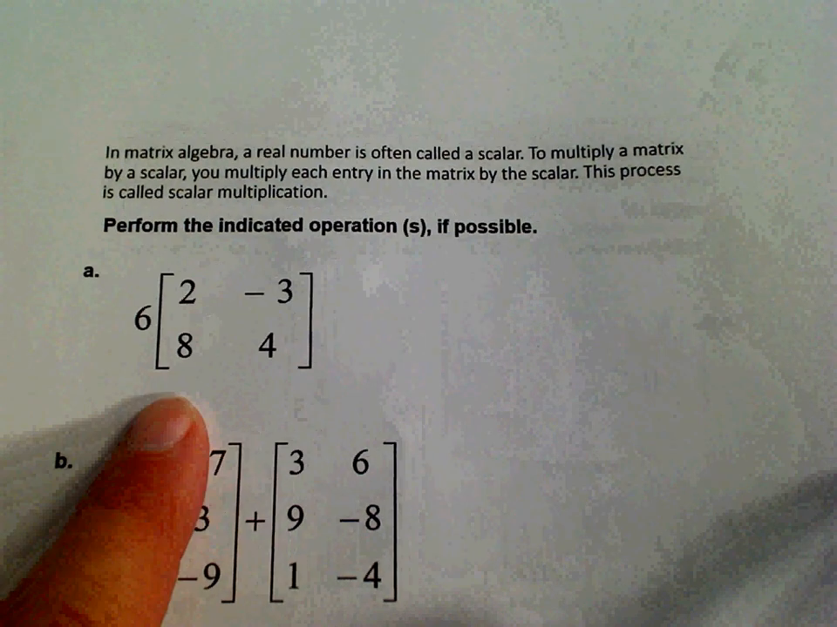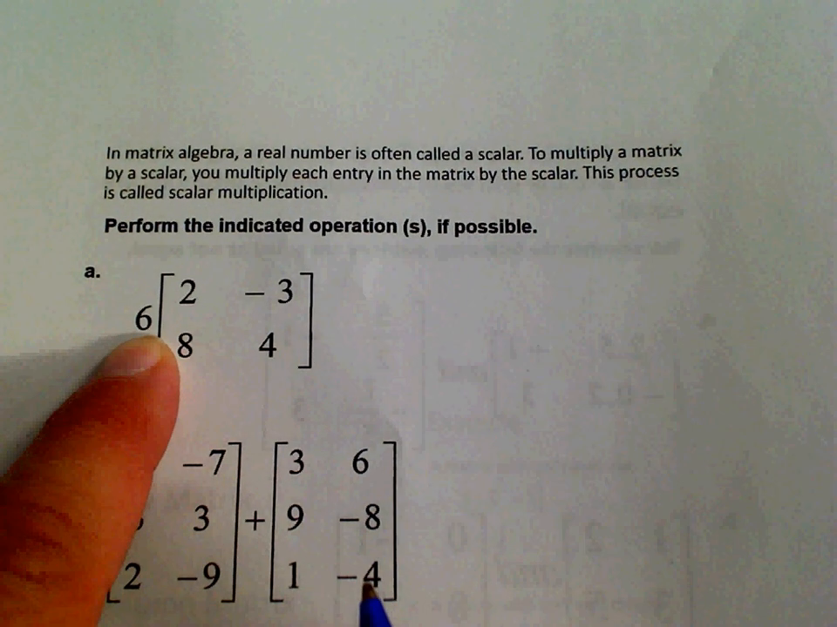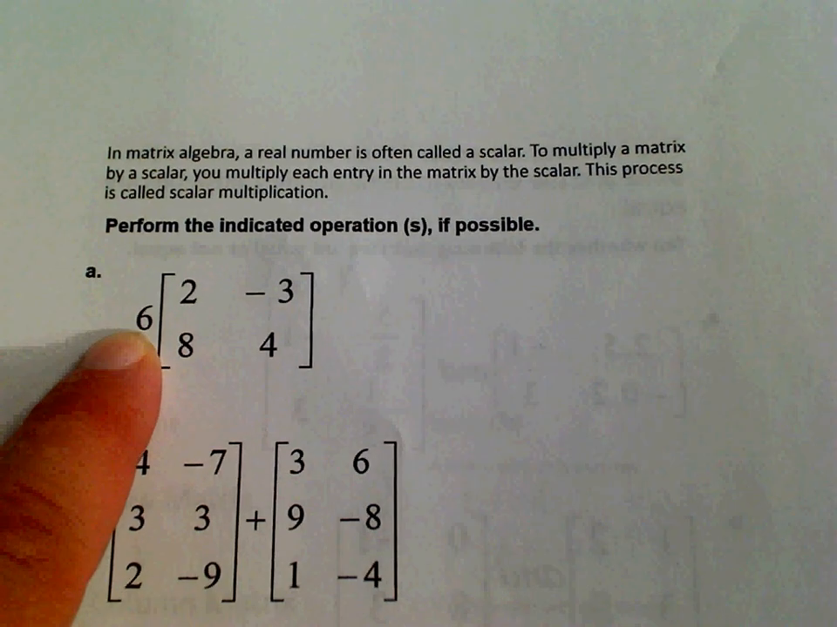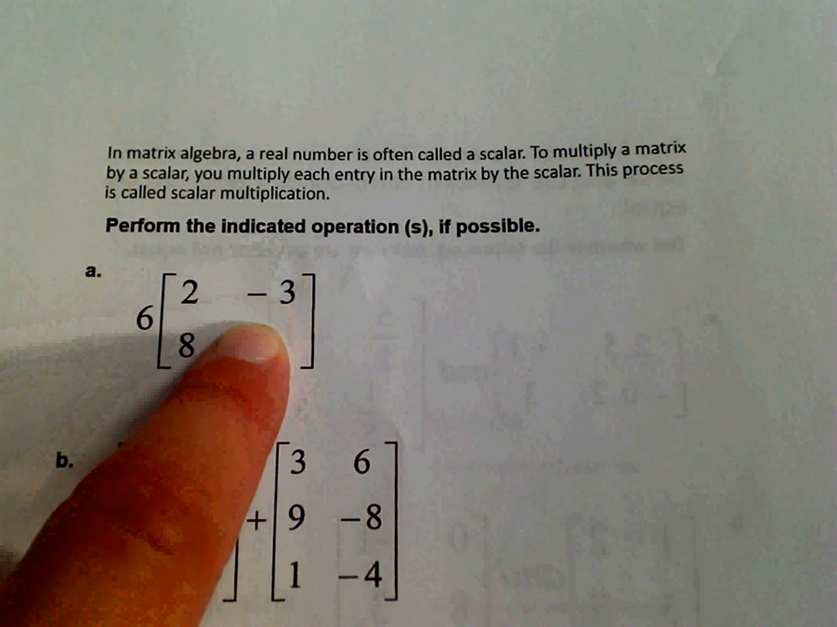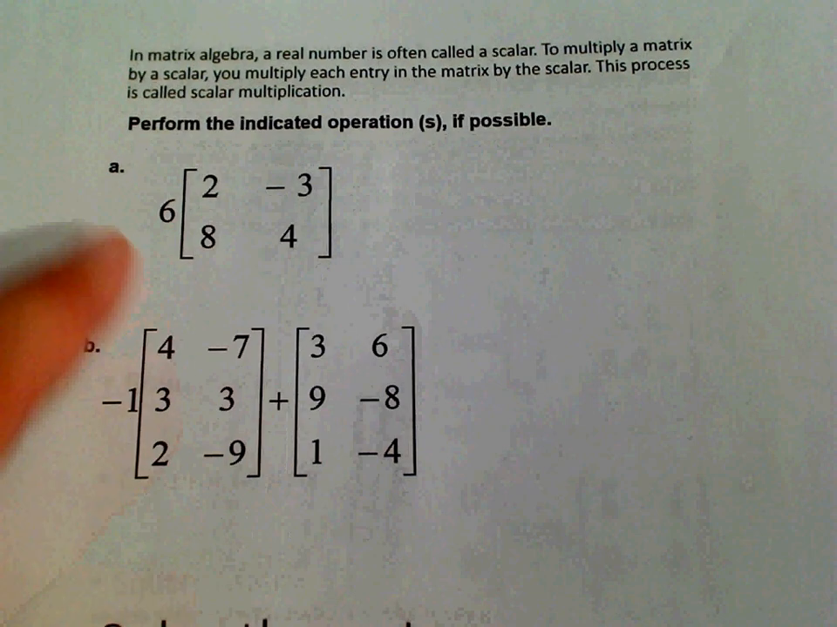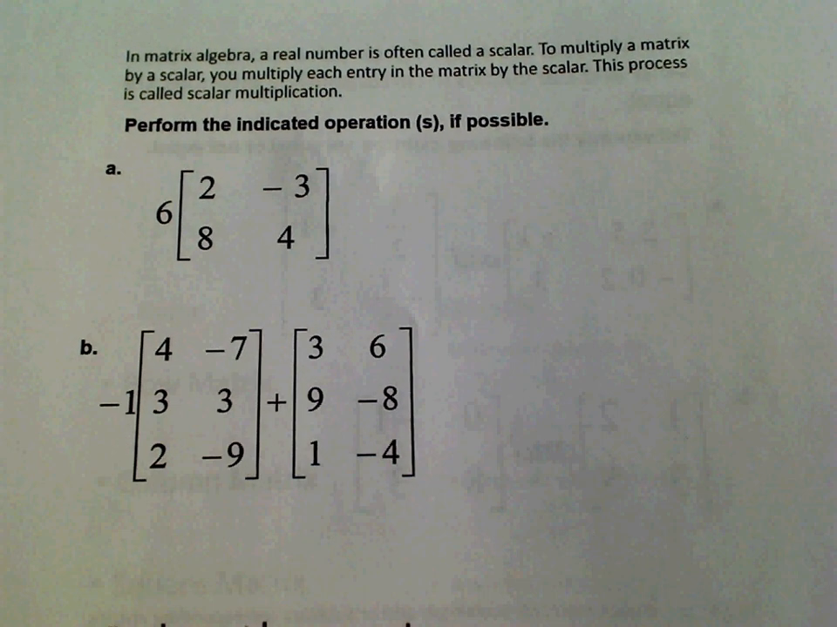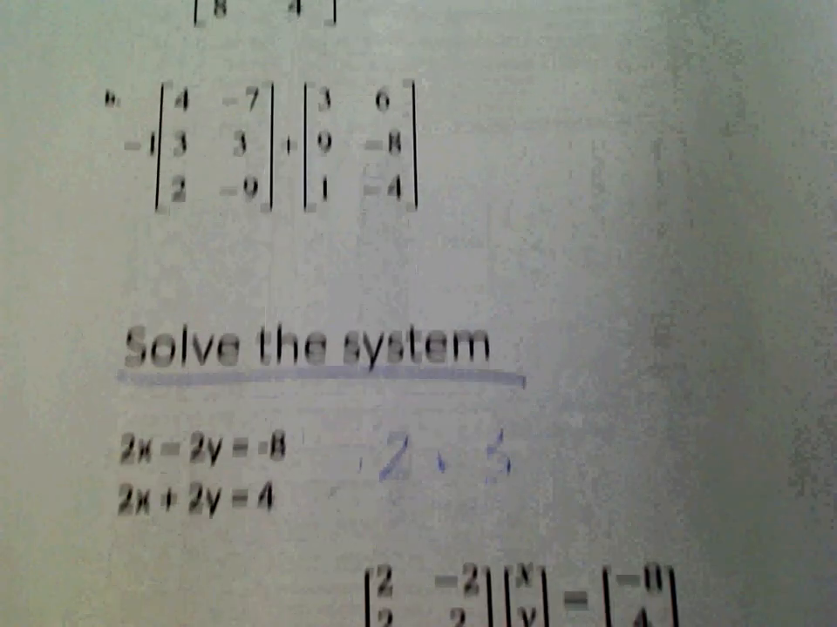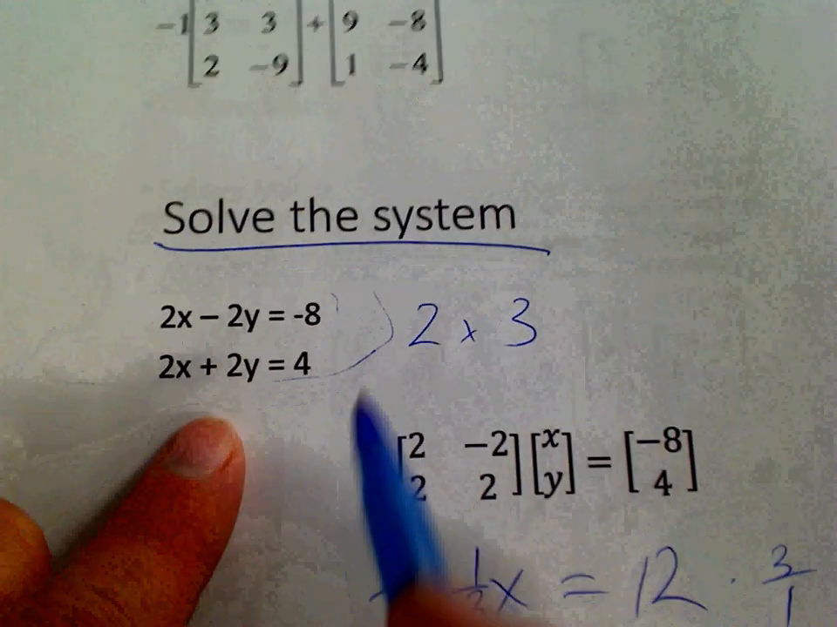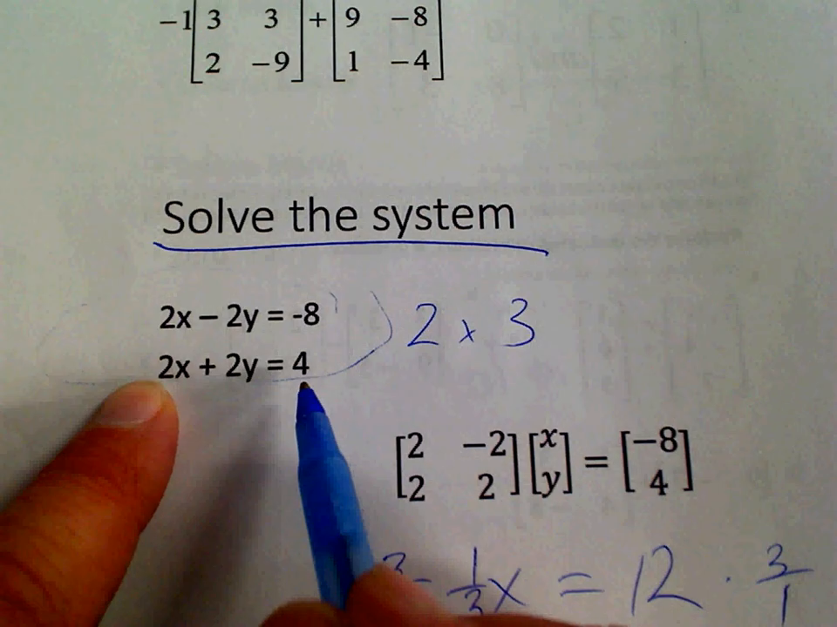This is called scalar multiplication. You can do that. That's just taking a number on the outside and distributing it to everything on the inside. So we could do scalar here, then add. And then we come all the way down to solving a system. Okay, solve this system.